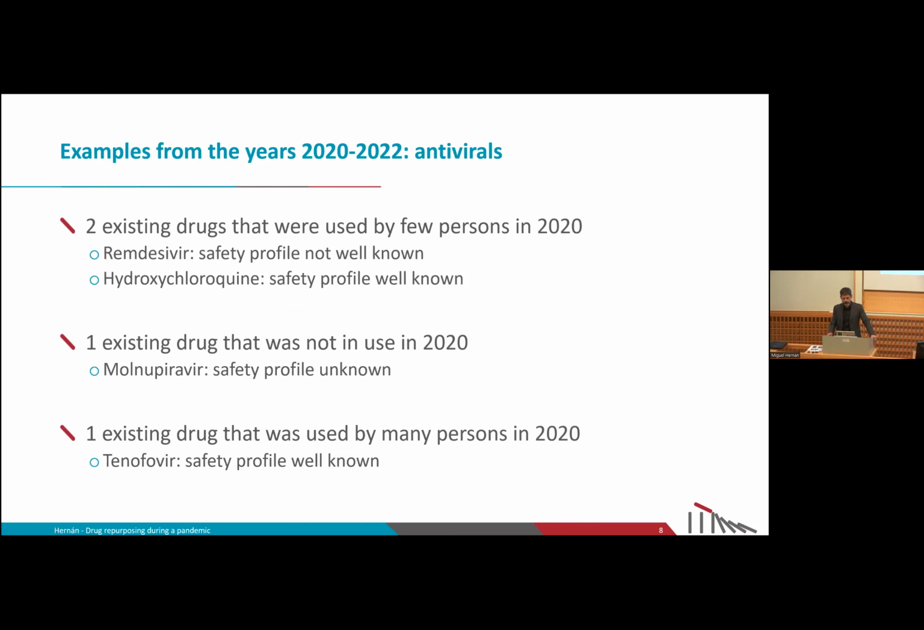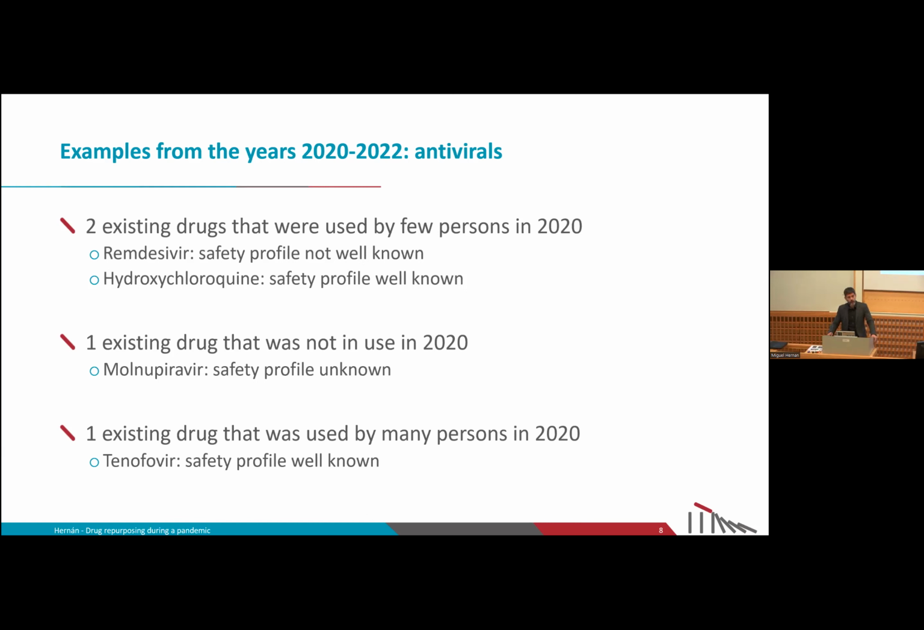The first one is, well, first I'm going to talk about drugs that existed in 2020, but they were used by few people at that time, which means that we cannot really do observational studies with them. One drug was remdesivir, which has a safety profile not very well known because not many people have used it in the past. We'll talk about that more. And hydroxychloroquine, which has a very well-known safety profile because even though it's not very much used now, it has been used for decades to treat malaria.